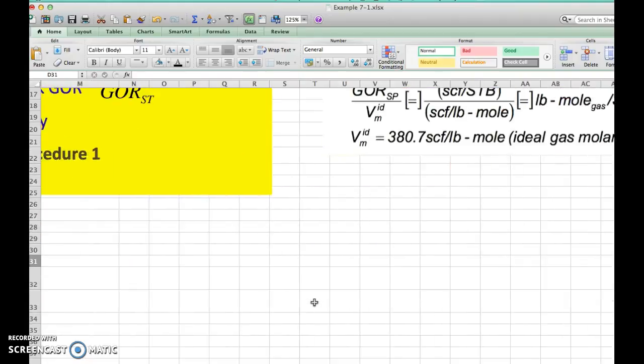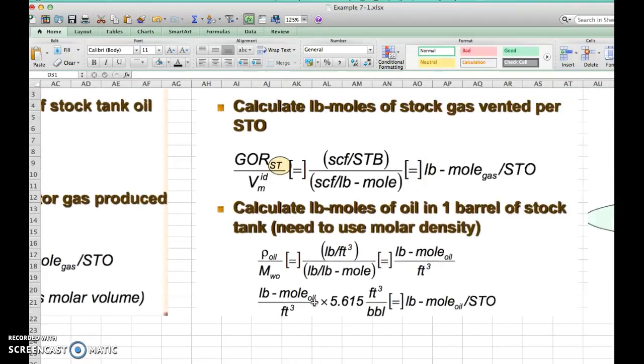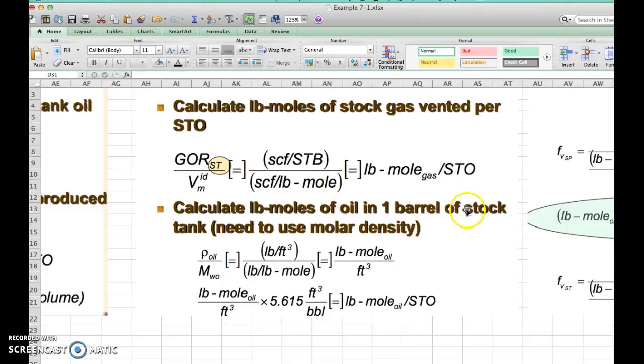However, the next step is to calculate the number of moles in 1 barrel of stock tank oil. In order to do that, I use the density, and since I have the molecular weight, I create the molar density. Then finally, I will make a unit conversion. The molar density has a unit of pound mole per cubic feet, but I'm interested in barrel because the unit of stock tank volume is barrel, so I will eventually convert it to pound mole per stock tank barrel.